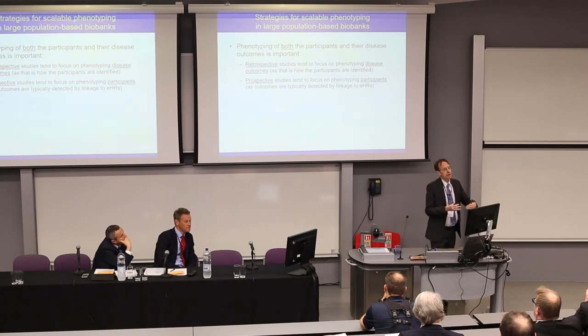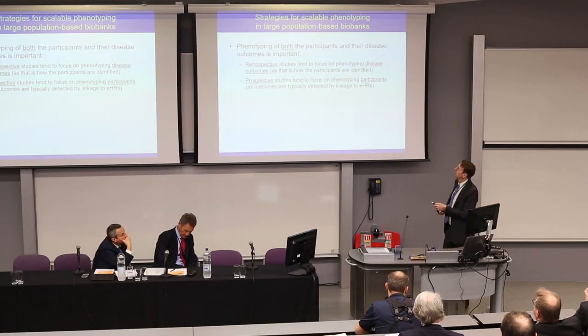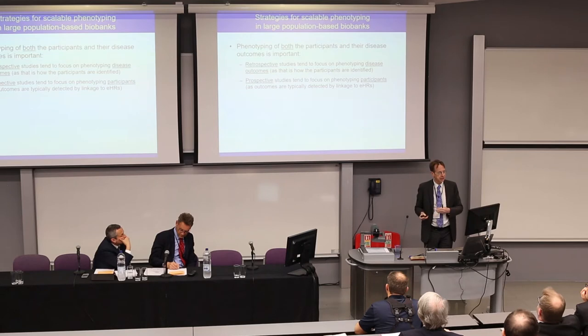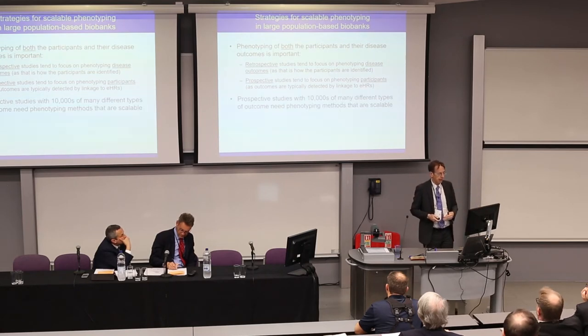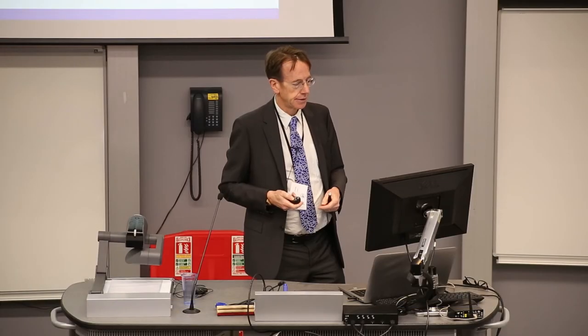Then finally, my focus up till now has been about phenotyping the participants, but what about phenotyping the outcomes? Retrospective studies tend to focus on well-phenotyped disease outcomes, whereas prospective studies phenotype the participants. And what we need to do is phenotype their outcomes better. But if we're going to have 500,000 people, we're going to have tens of thousands of outcomes that we need to detect and then phenotype. And there really are no large-scale approaches to that.